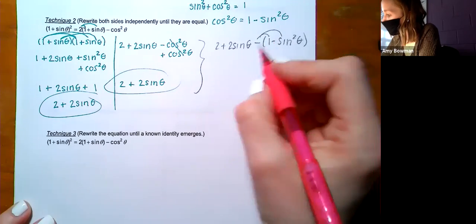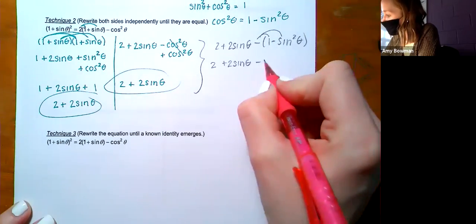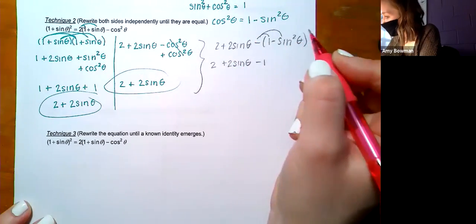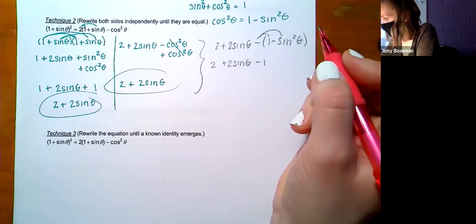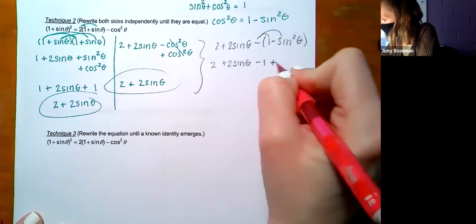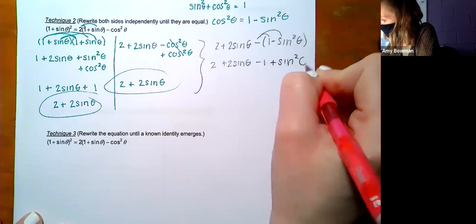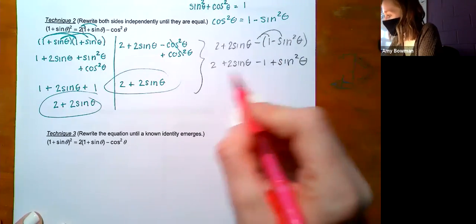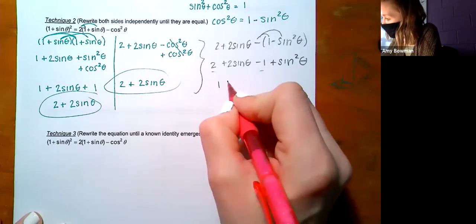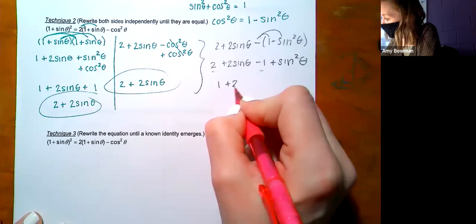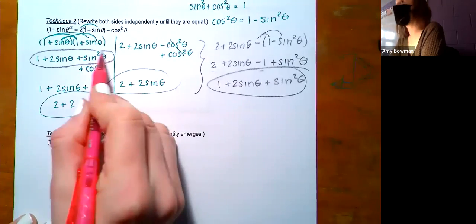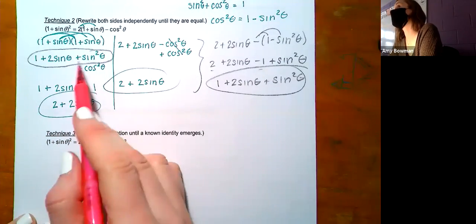So 2 plus sine minus 1. What am I missing here? That's it. Yeah. Plus sine squared. So then you have the 2 minus 1. So I would have ended up with 1 plus 2 sine theta plus sine squared theta, which is the same as where I was when you saw that I could just add.